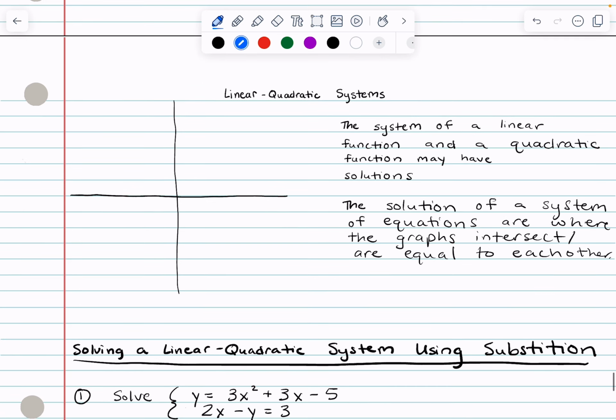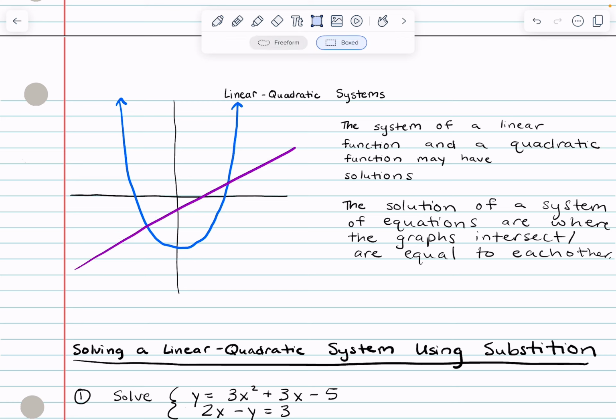Alright, so to know the relationship between linear functions and quadratic functions, I'm going to go ahead and draw an example. I'm going to have a random quadratic equation, so it's going to be a parabola, and then I'm going to have a line. If you notice, no matter how much I move the line, my line hits the quadratic equation, or that parabola, either 2, 1, or 0 times.